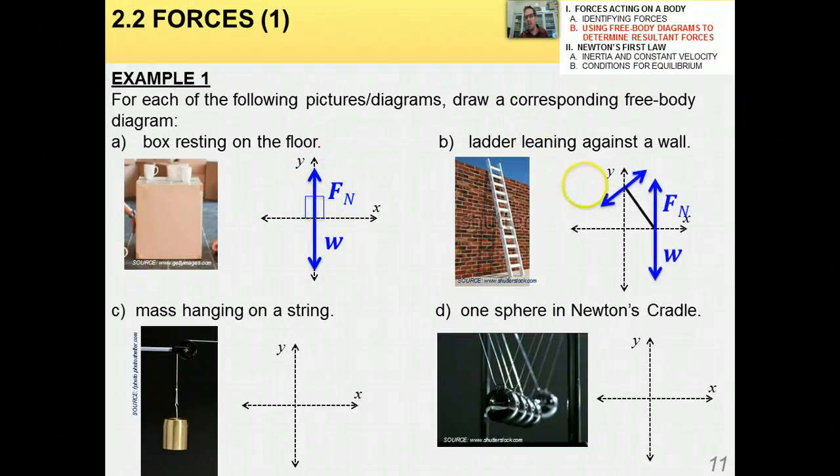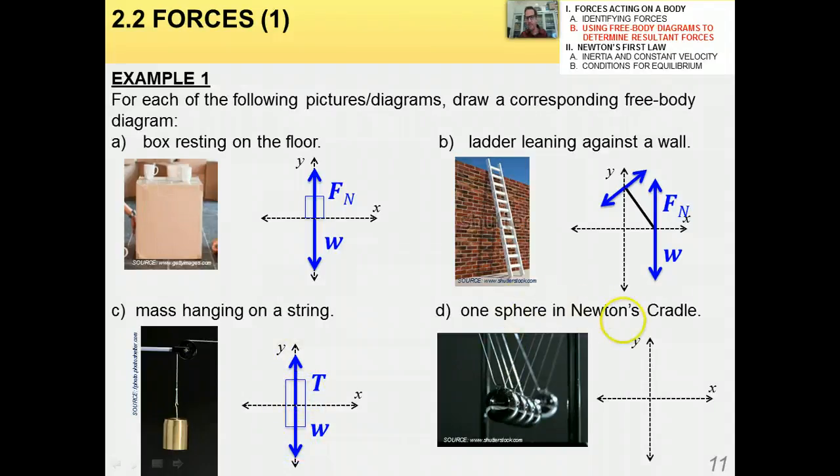Next, a ladder leaning against the wall. The black thing here indicates the ladder. I have the normal force and the weight, and then I have a force action-reaction pair, if you want to think of it that way, of the ladder leaning up against the wall. Notice the lengths of the vectors are the same for each vector pair. Mass hanging on a string, and remember, none of these things are actually moving. So here's my mass. I have a tension force acting upward in this case, equal and opposite to the weight.